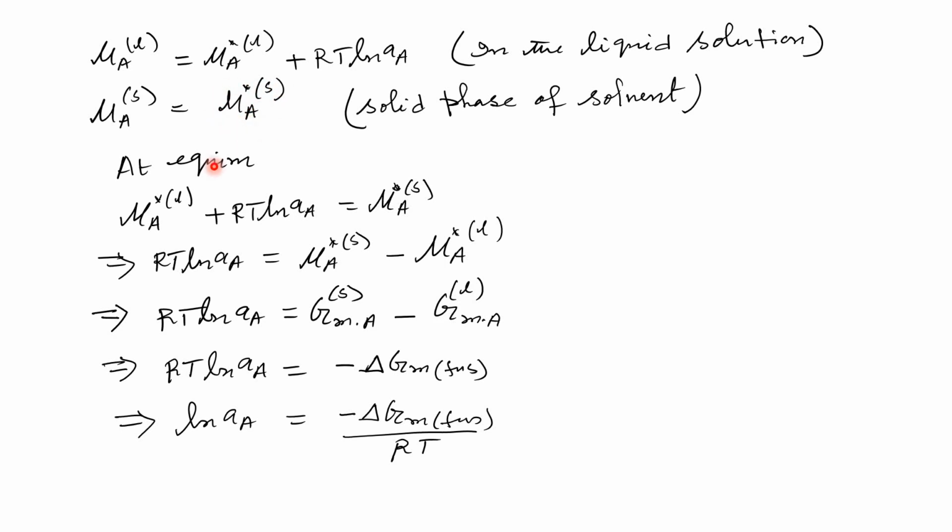Then at equilibrium, these two are the same. That means this is equal to this. So mu A star liquid plus RT ln activity of A is equal to mu A star solid. This is for the standard state: the standard state for the liquid phase, and the standard state for the solid phase. Now, RT ln activity of A, taking this to the other side, will be mu A star solid minus mu A star liquid.